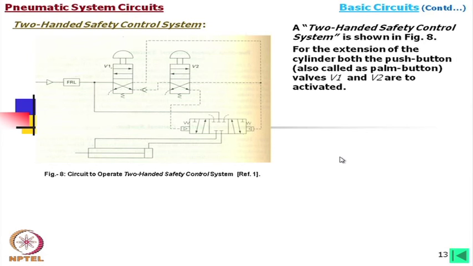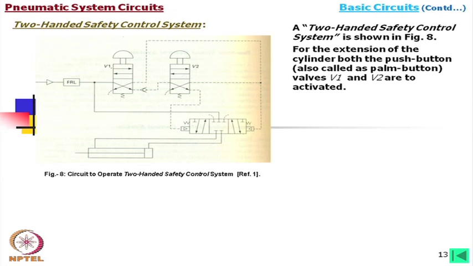Now, for the extension of the cylinder, both push buttons, also called pump buttons, are to be pushed. Pump buttons means these are usually very big in size, you can simply push them like this. Suppose you are pushing this one, the air is going like this, going here and coming over here, and it is trying to actuate this one, but this one you have not pushed. In that case this is not activated, it is still in this position. So you will find that this is not being actuated. Only if we push both, then this will be actuated.